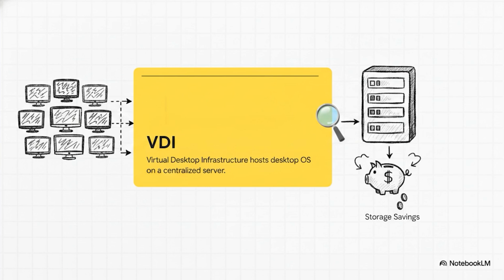We also need to quickly touch on VDI, or Virtual Desktop Infrastructure. Obviously, you know it's a technology that hosts desktop OSs on a centralized server. But why are we bringing it up right now? Because persistent VDI deployments are literally the primary textbook use case for some of the most aggressive storage savings features we have, which we'll dive into in just a second.